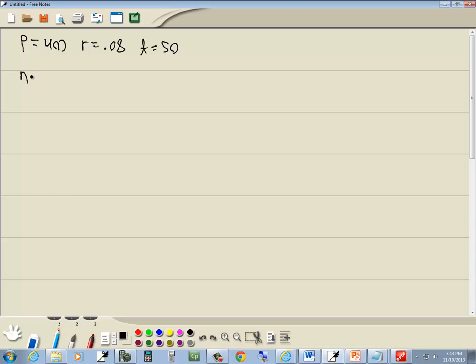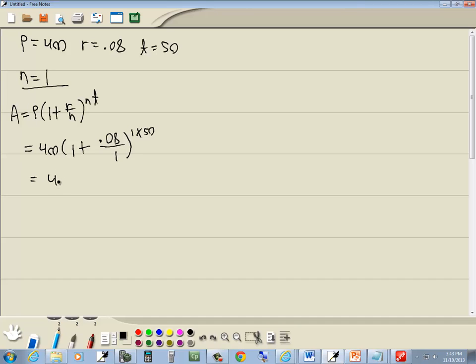First thing they want us to find is N is equal to 1. It doesn't say continuous, so it's this formula: A is equal to P times (1 plus R over N) to the NT power. Anytime you're given an N, it's always this one. So plug in what we're given. P is 400. 1 plus R, which is 0.08, divided by N, which is 1, raised to the NT power, which would be 1 times 50.